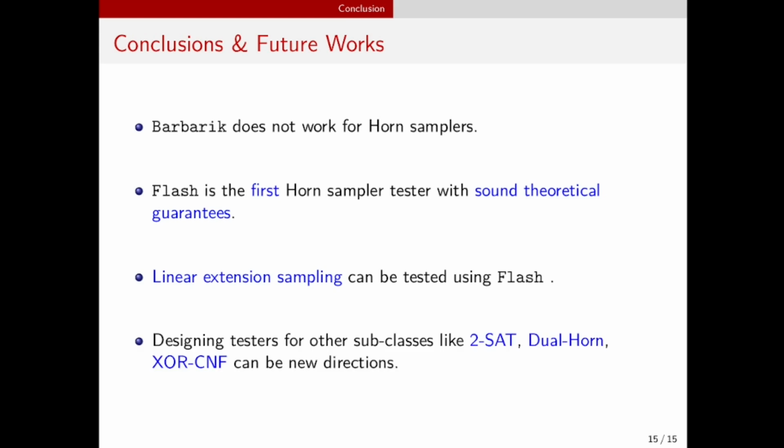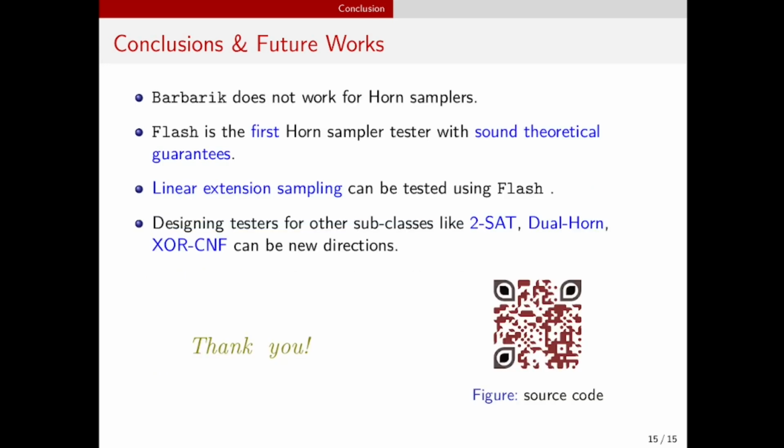And designing testers for the other subclasses, like 2-SAT, dual Horn, even XOR CNF, can be a new direction for this research. As you have seen, Barbarik is not a very generic kind of tester. Coming up with testers which are more general, and can work for more subclasses or more structures, will be future work and a good direction to work on. Thank you.